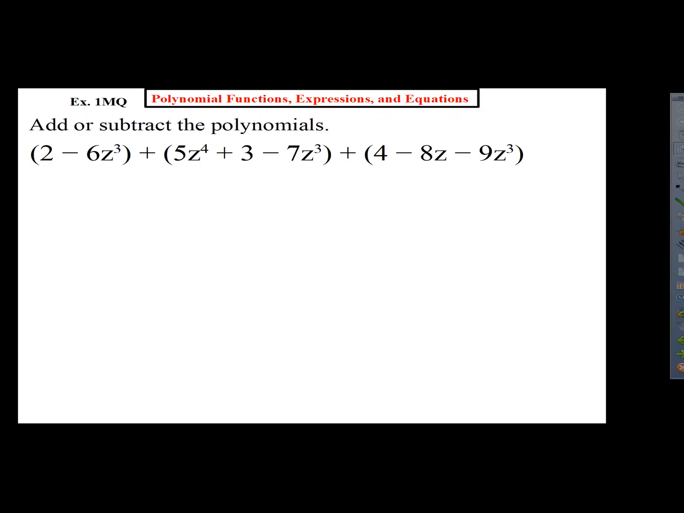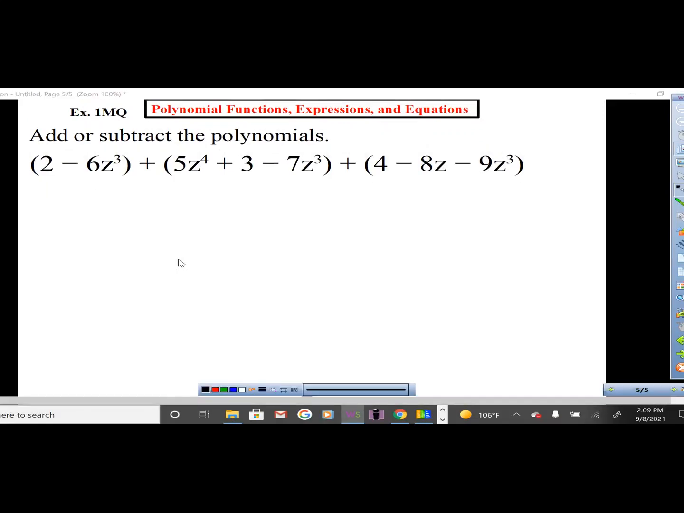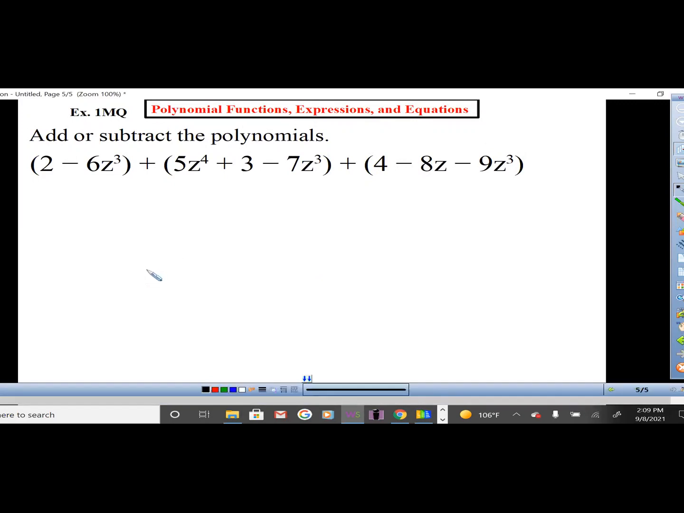All right, let's see what we got. Let me get, how about Ketia? What'd you get for your final answer for that one? What's our standard form? I'm sorry? The last thing, yeah.